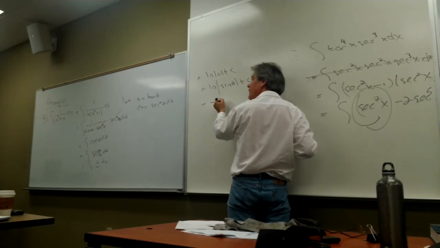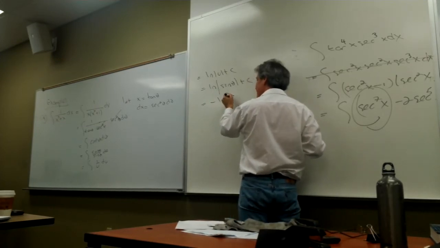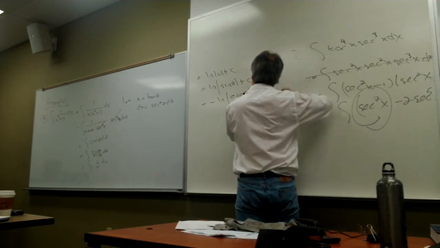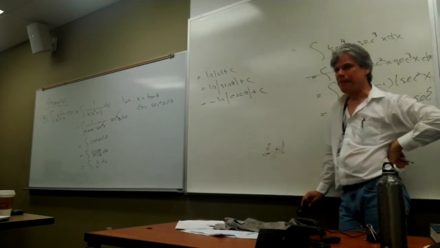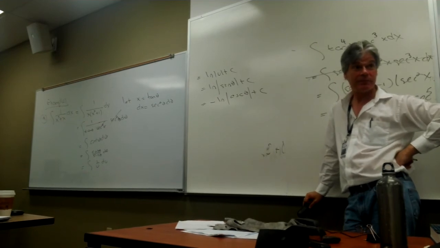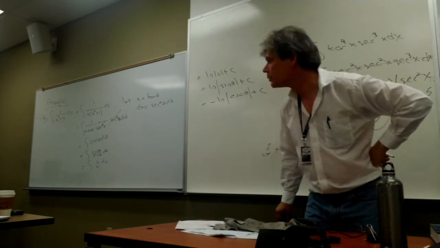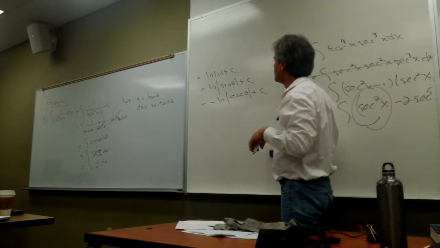Negative natural log, absolute value, cosecant theta. Very nice. I agree. Now is everybody happy? Finished? How do you force that? Okay, how do you force that? It's 1 over sine.